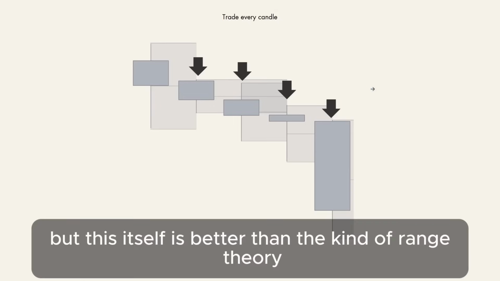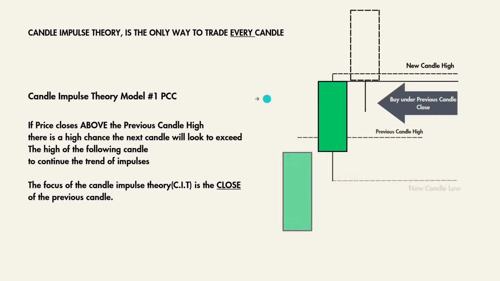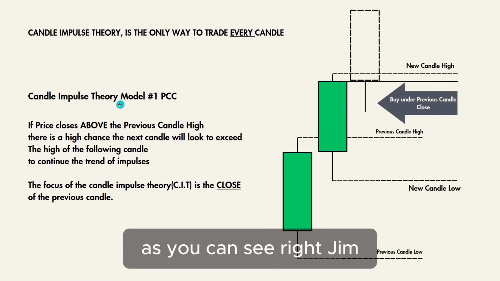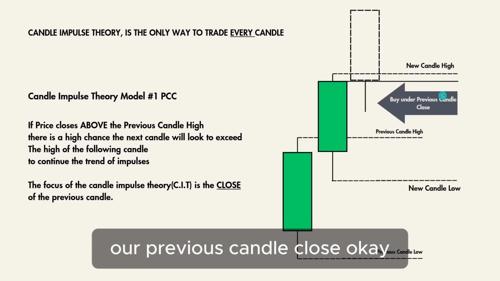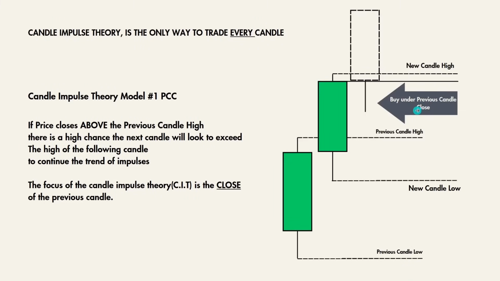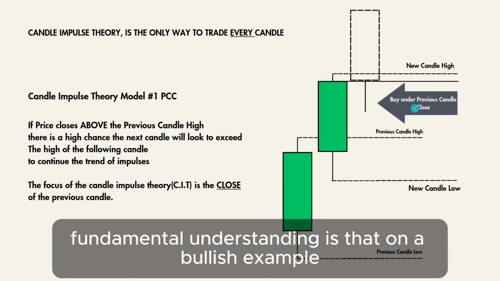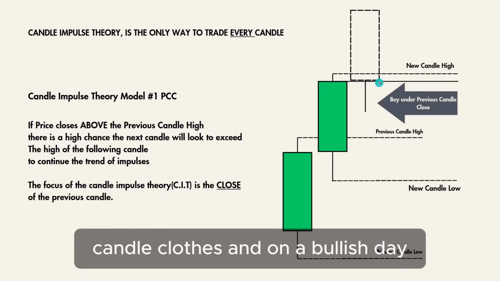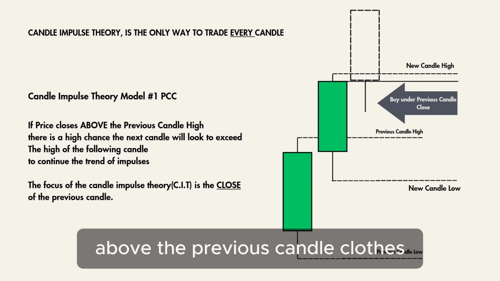This itself is better than the candle range theory, the CRT, that I've been teaching you guys about. Now, the candle impulse theory is the only way to trade every candle. As you can see right here, this would be model 1 using the PCC, our previous candle close. Now, the fundamental understanding is that on a bullish example, we are always looking to buy under the previous candle close. And on a bearish day, we are looking to trade above the previous candle close.